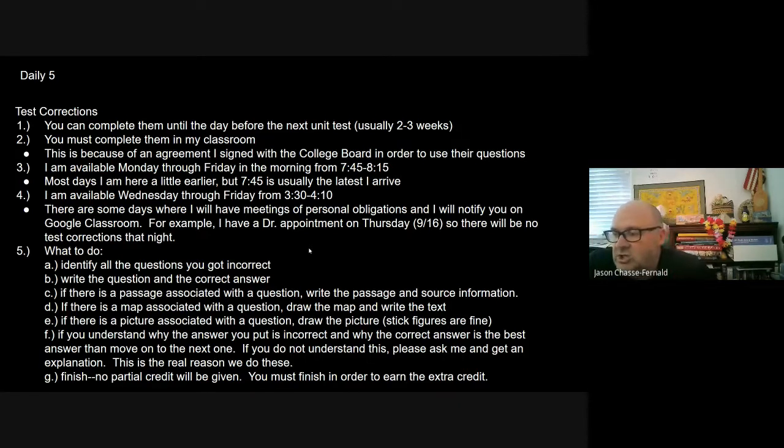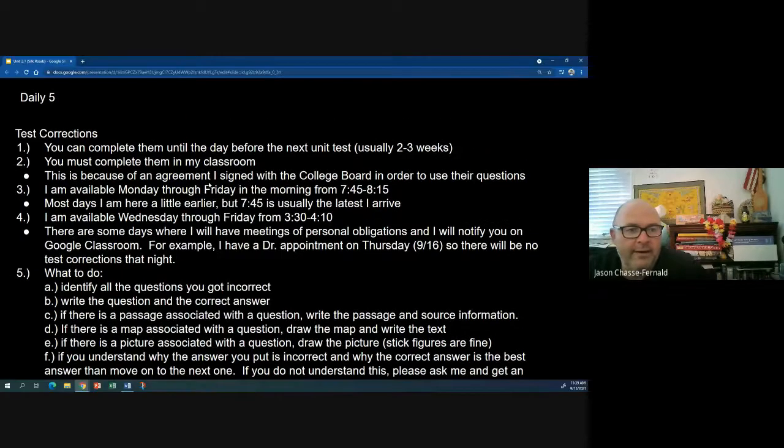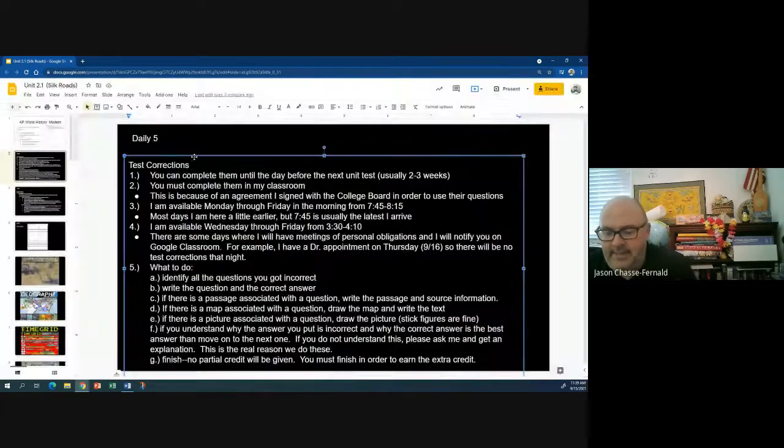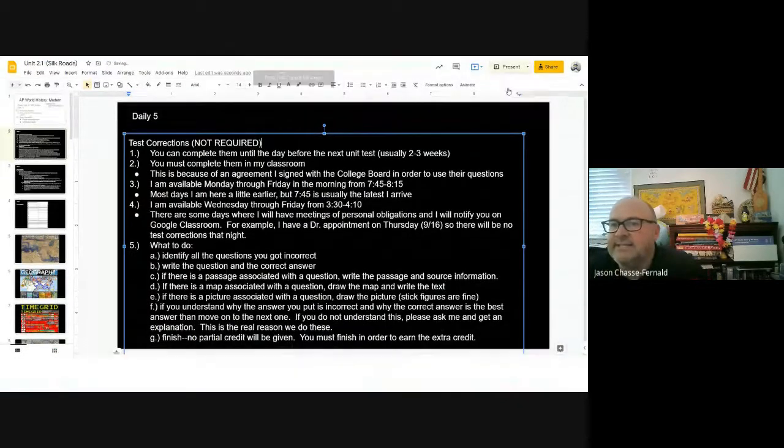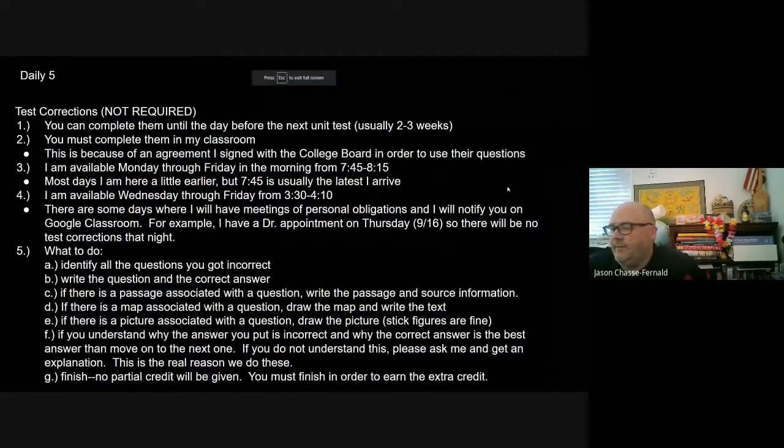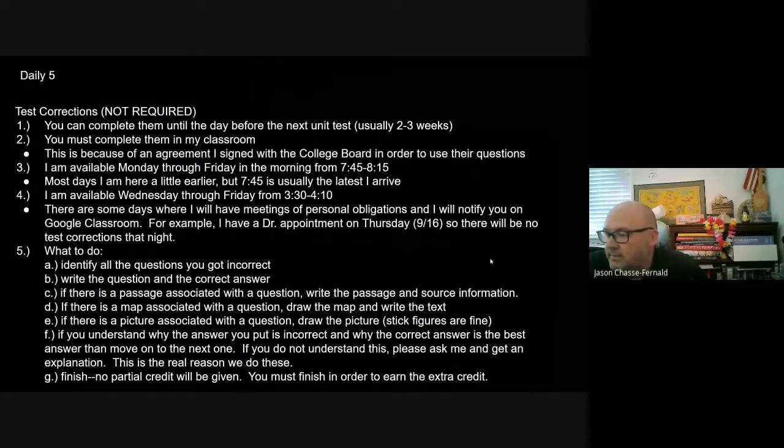You can get an additional extra credit, or if you want to call it an additional curve, that's fine. There's an additional extra credit that can be earned through test corrections. Test corrections are not required. I'm just going to stop what I'm doing and add that right to the list. Not required. So if this is something you want to do, then you can. If you are content with what your grade currently is on that test, then by all means, you're welcome to keep it. I do highly encourage it, though.